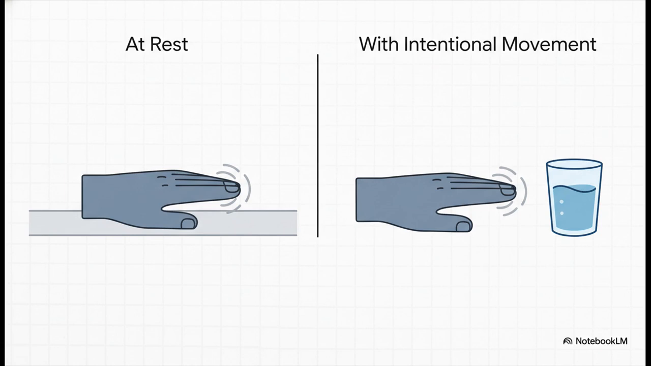Now, that tremor in Parkinson's is very specific. We call it a pill-rolling tremor because of the way the thumb and index finger move. And here's the crucial part. It's most obvious when the limb is completely at rest. As soon as the person goes to do something intentionally, the tremor tends to get better or even disappear. That's a huge diagnostic clue.